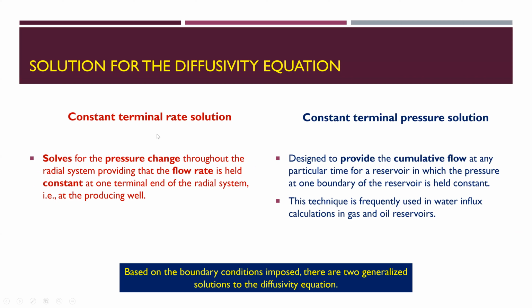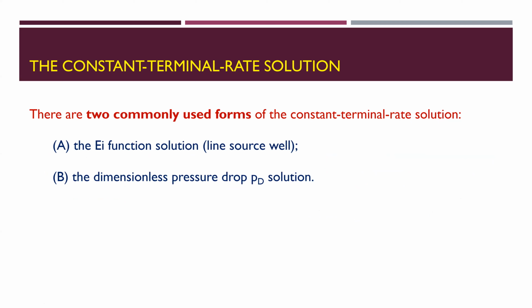However, the one that we are going to consider for the purpose of well test analysis is the second one, the constant terminal rate solution. It solves for the pressure change throughout the radial system. We have two forms of this constant terminal rate. The form number one, the Ei function or line source well. The second form is the dimensionless form, where we are using dimensionless variables like dimensionless pressure instead of the real pressure value.